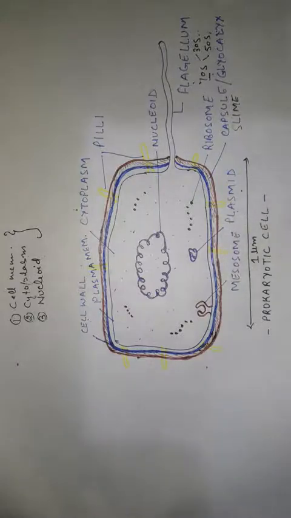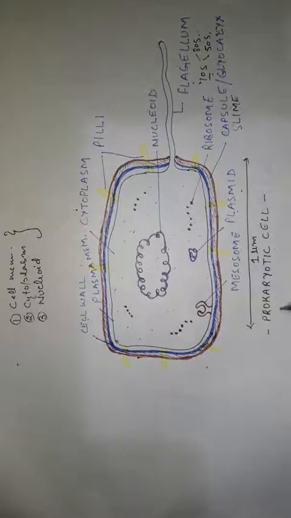Dear learners, today I am going to describe the prokaryotic cell. Okay, I am going to describe the prokaryotic cell in a very crisp way. So prokaryotic, let's understand what it means. Pro means primitive, karyon means nucleus. So those organisms having a primitive type of nucleus are considered as the prokaryotes.